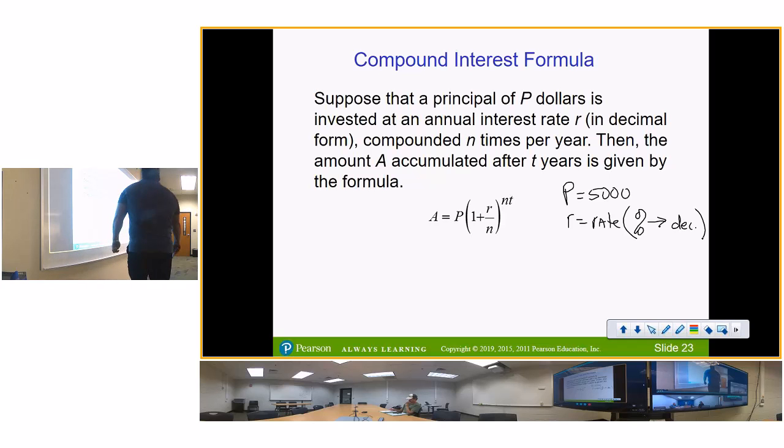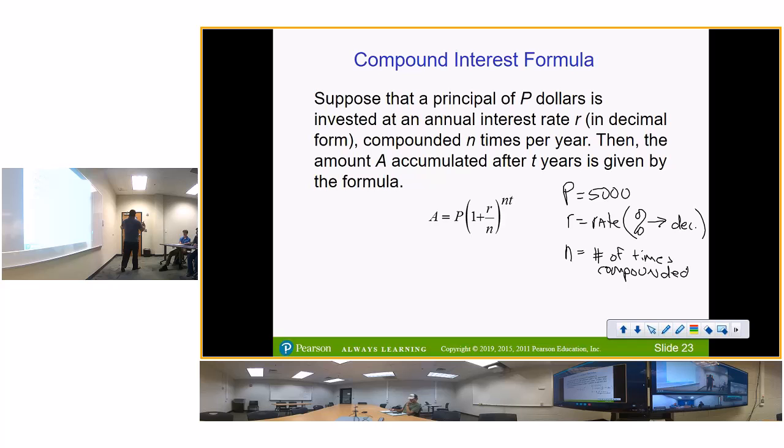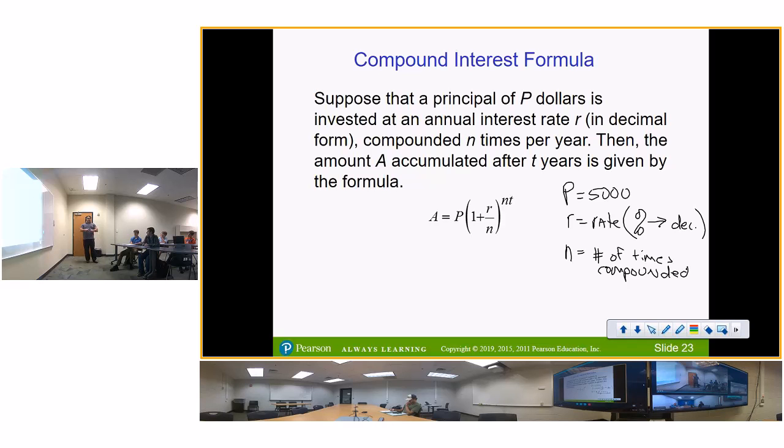No coughing in class. N is the number of times compounded. What does compounded mean? Compounded is another word for calculated. The bank has a computer sitting in the back in the vault, and every so many months or years or days, it calculates the interest on your savings account.